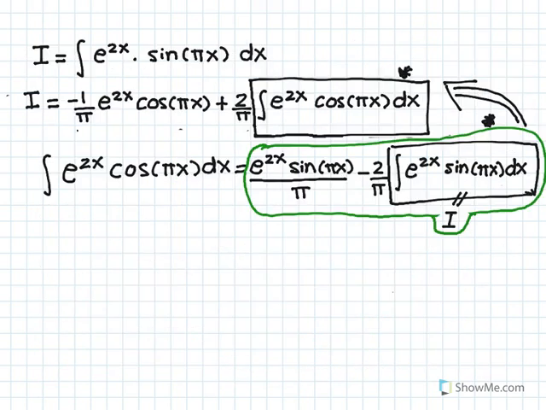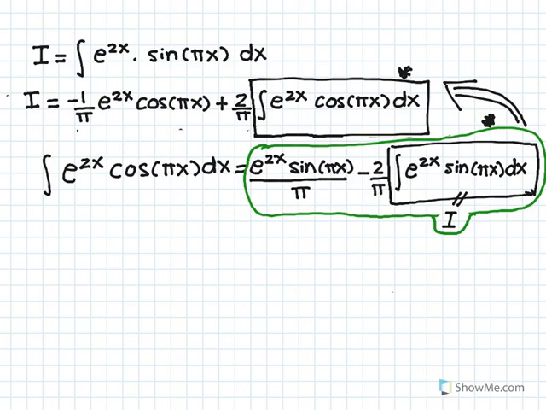All right, so let's review what we've done. We started with the question integral e to the 2x sine of pi x dx. We applied integration by parts to get negative 1 over pi e to the 2x cosine of pi x plus 2 over pi integral e to the 2x cos of pi x dx. So then we did another integration by parts, and we obtained e to the 2x sine of pi x over pi minus 2 over pi integral of e to the 2x sine of pi x dx.